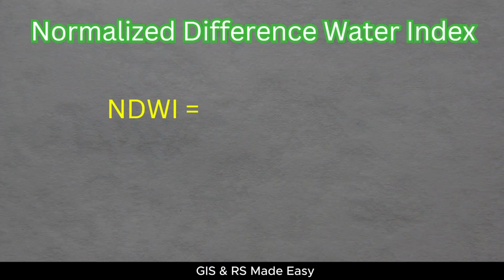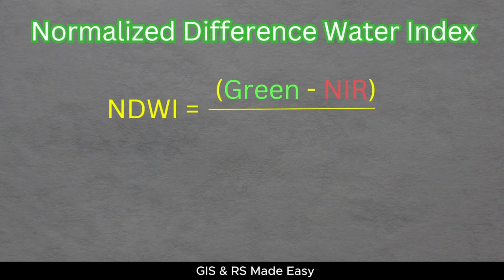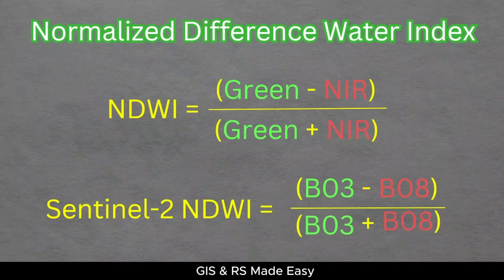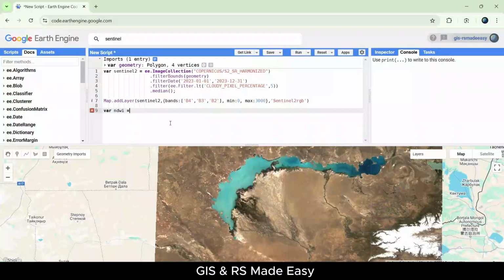NDWI is calculated using green and NIR band. Green minus NIR divided by green plus NIR, we will get NDWI from this equation. To calculate NDWI in Sentinel-2 imagery, we will need band 3, that is green band, and band 8, that is NIR band, and divided by green plus NIR. Google Earth Engine has a default normalized difference function to calculate normalized difference. Let's calculate using this.